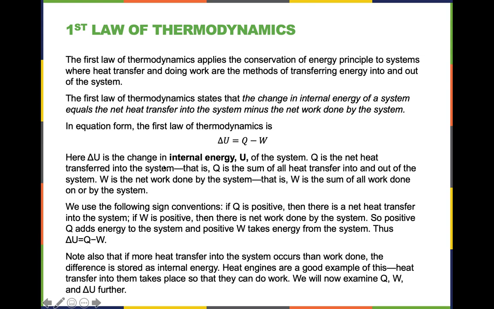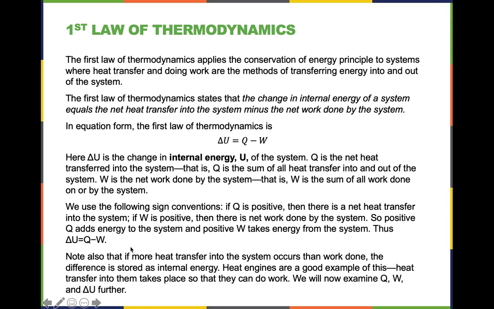Q, again, is the net heat transferred into the system. We've been dealing with Q for the last few chapters, and we know about work. Work is the net work done by the system. That is, W is the sum of all work done on or by the system. We use the following sign conventions. If Q is positive, then there is a net heat transfer into the system. If W is positive, then it is the net work done by the system. So positive Q adds energy to the system, and positive W takes energy from the system. Thus, delta U equals Q minus W.